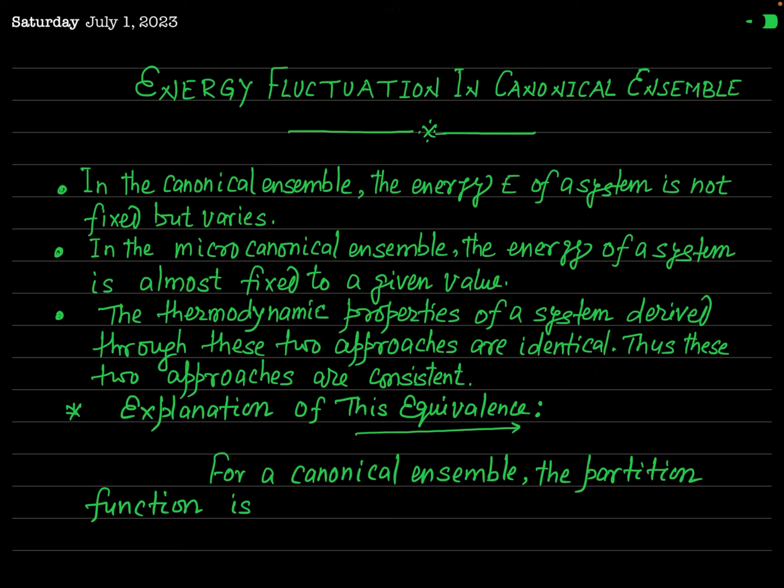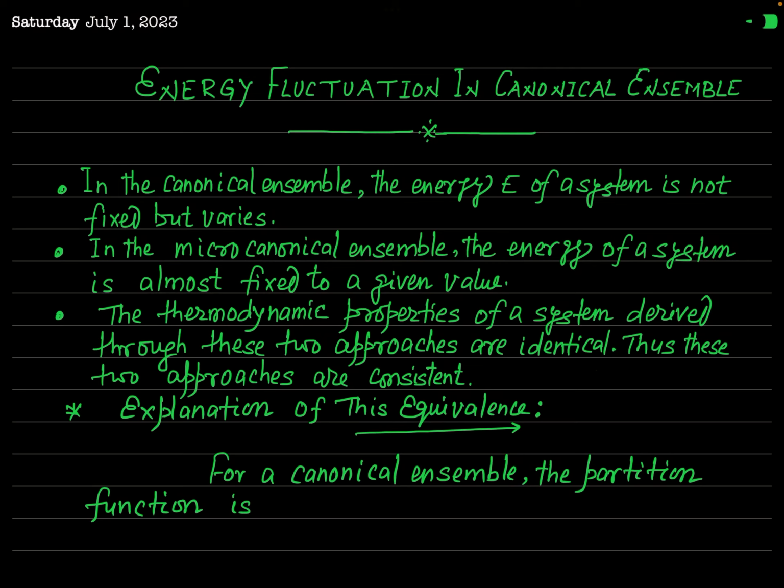But at the same time, we will also see a very important fact that the thermodynamic properties of a system derived through the canonical ensemble approach and the microcanonical ensemble approach are actually identical. So how can you say that whenever we talk about the different thermodynamic properties of a system by following the concept of canonical ensemble and microcanonical ensemble, both actually reach the same result? After going through this lecture, you will see that the canonical ensemble approach and the microcanonical ensemble approach are both consistent with one another. That fact can be explained very easily by dealing with the problem of energy fluctuation in the case of canonical ensemble.